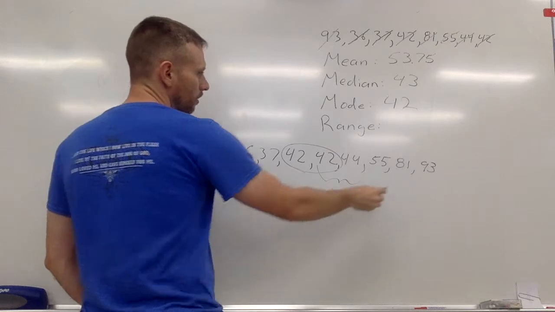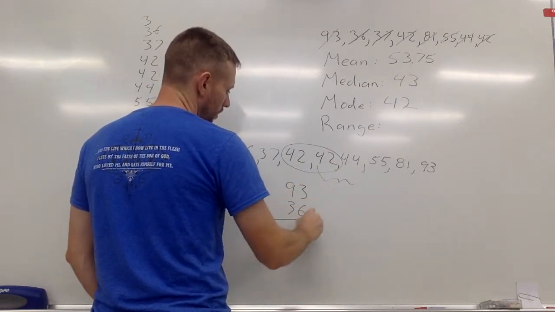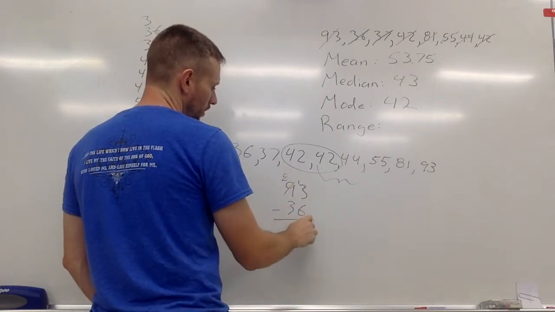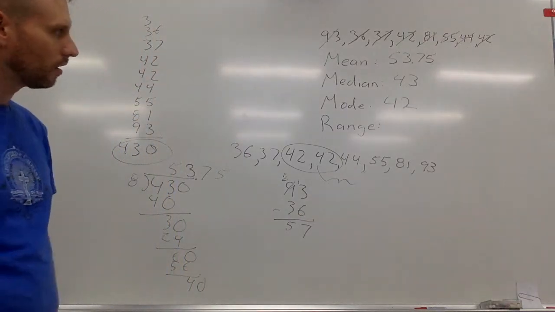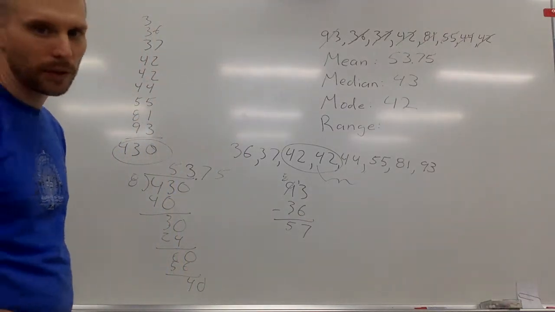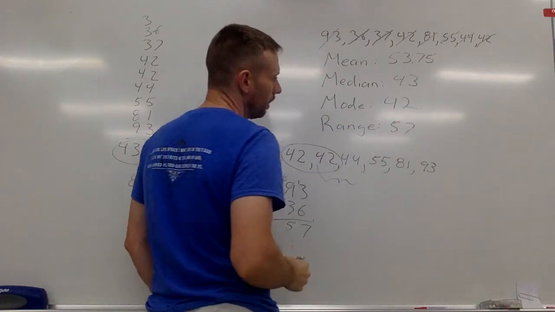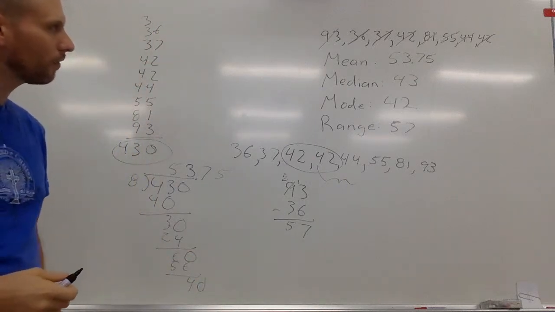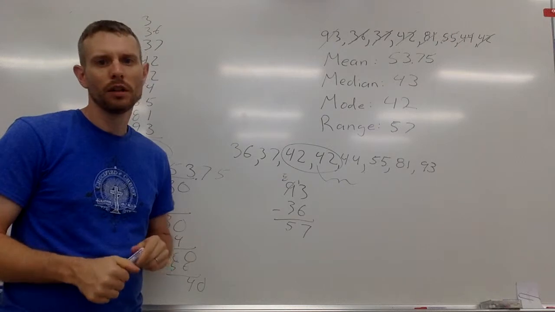Okay, and then the range is going to be 93 minus 36. I'm going to borrow. So the range is 57, the difference between the greatest number and the least number, the smallest number. So here's just a very quick example of the mean, median, mode, and range.